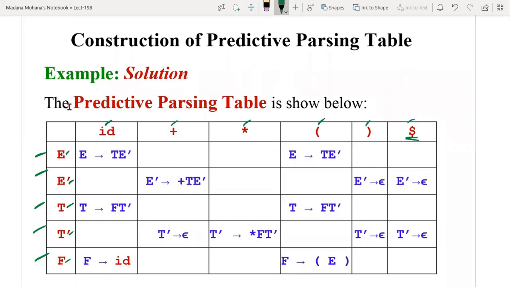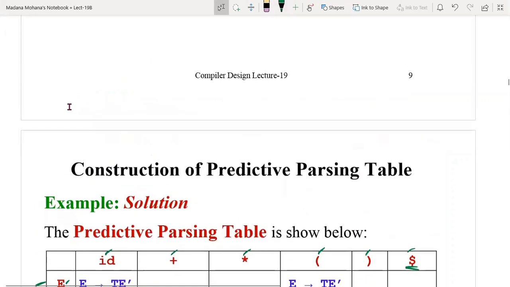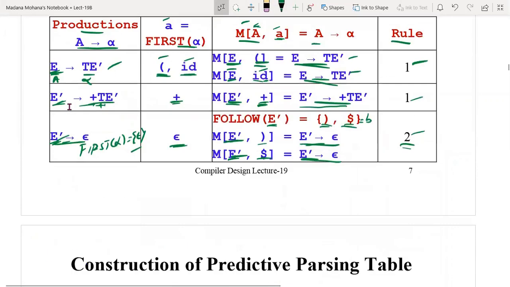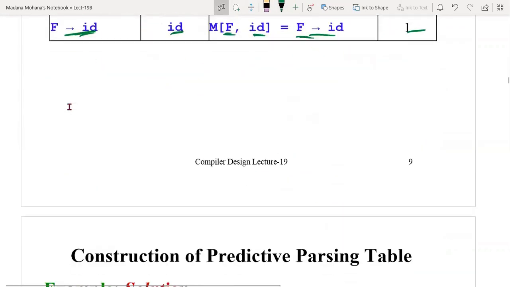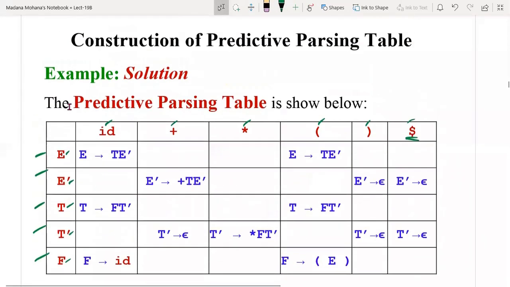So now, taking all the values, let us see E on ID. You can go back and check one entry. Here you can see E on ID equals E derives T dash. So this production is included here. Now here you can see, E derives T dash is included.